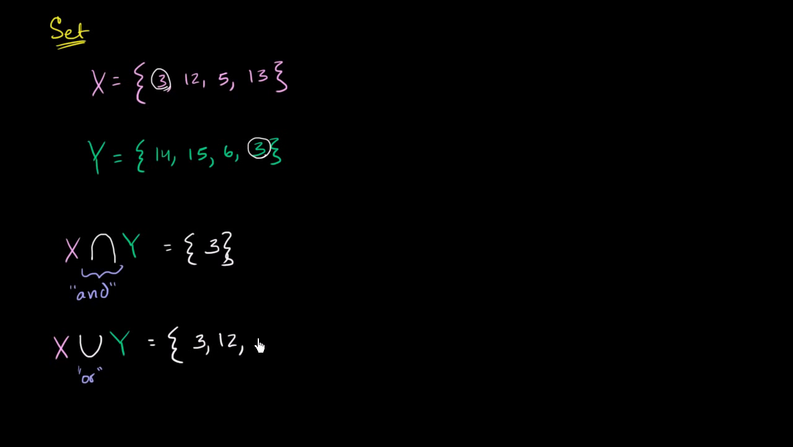A 5 is in X or Y. The 13 is in X or Y. And just to simplify things, we really don't care about order if we're just talking about a set. I've just put all of the things that are in set X here. And now let's see what we have to add from set Y.